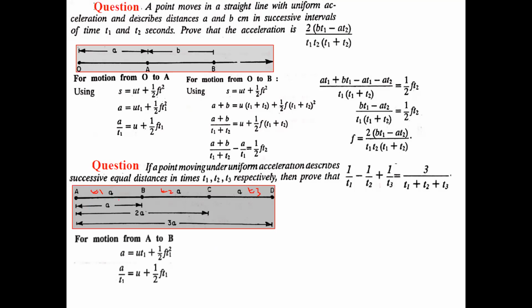So firstly taking the motion from A to B and supposing the initial velocity here is U.